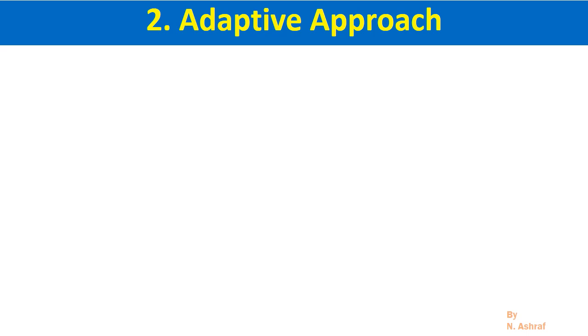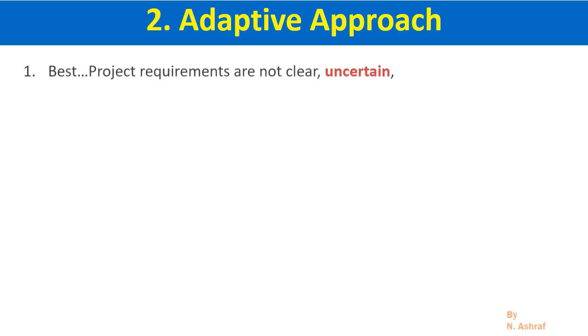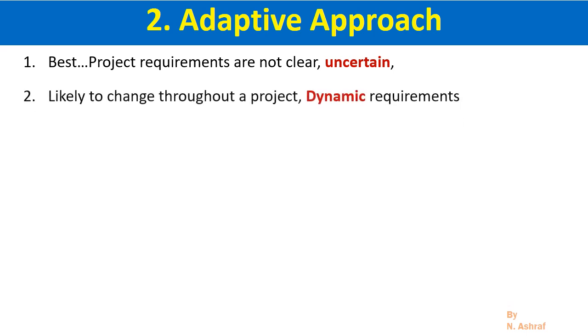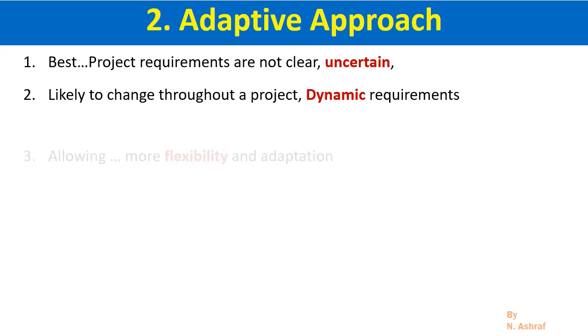The second approach of project management is adaptive. It is the best approach when the requirements of the projects are not clear, are uncertain at the start of the project. Second one, we don't exactly know what requirements are required. So throughout the project, the requirements are changing. So dynamic requirements are done in this approach.